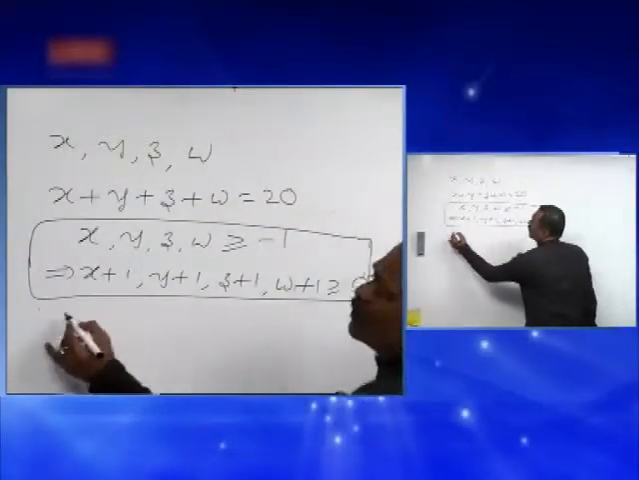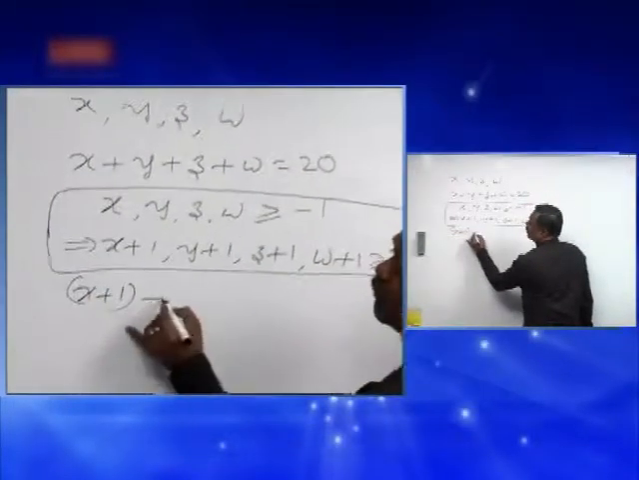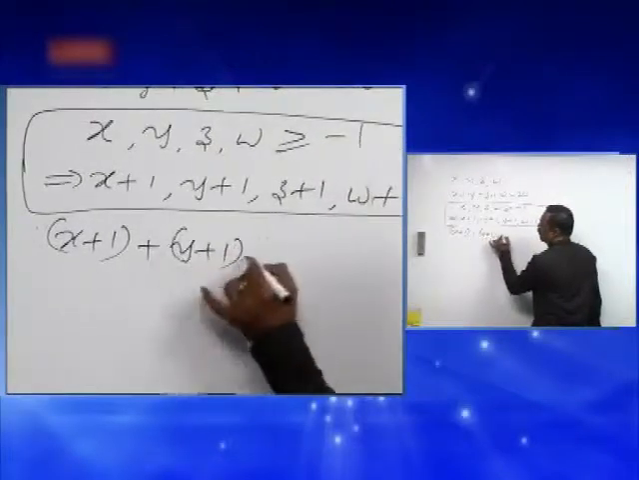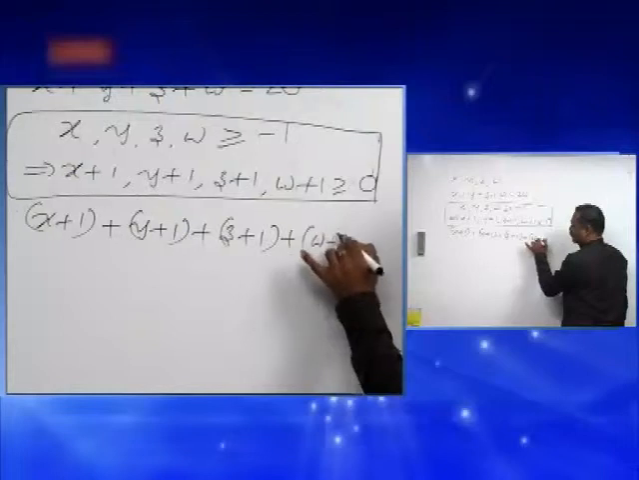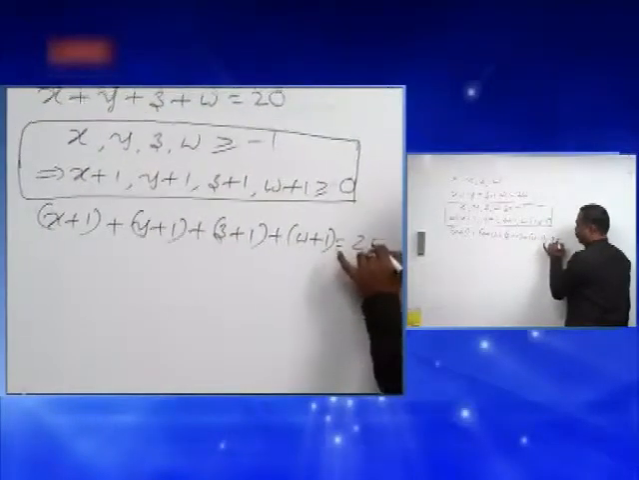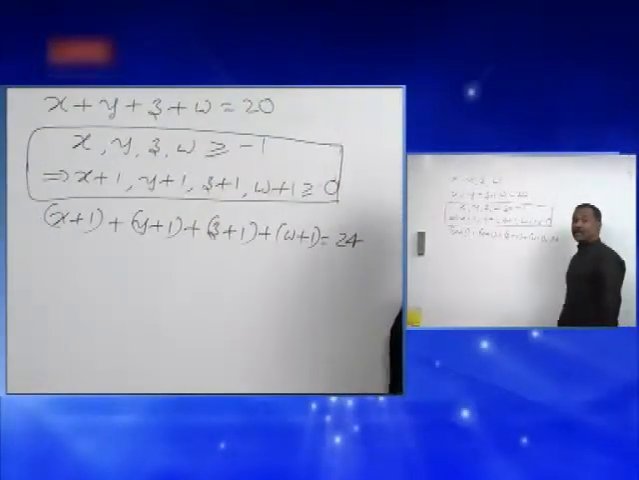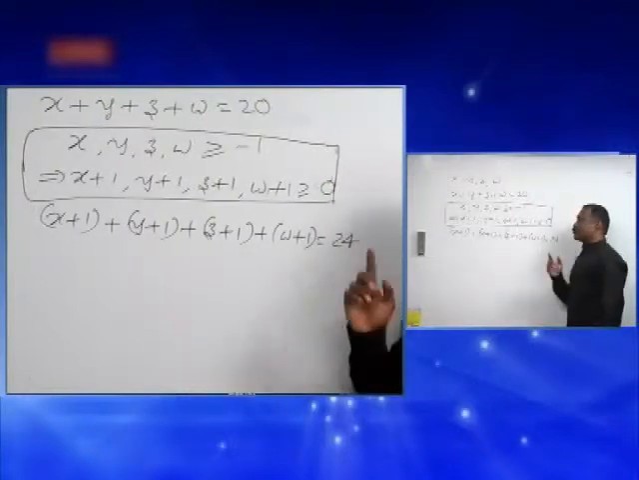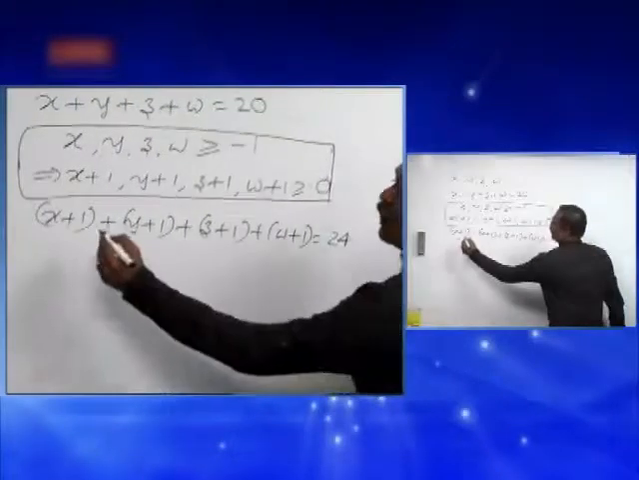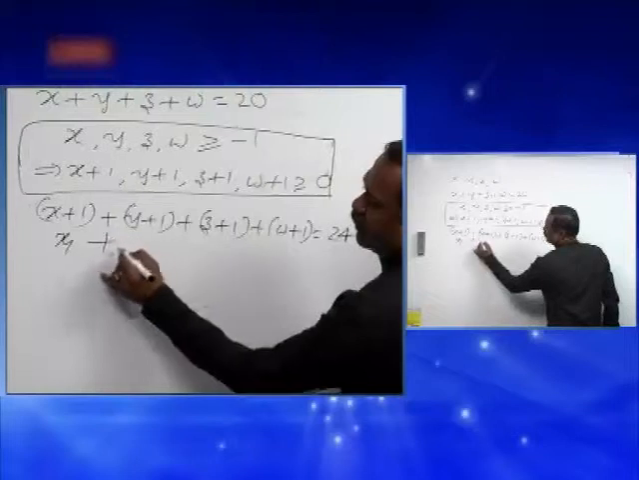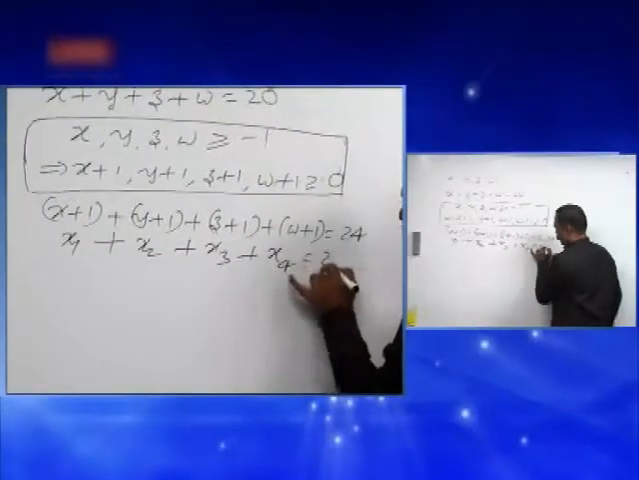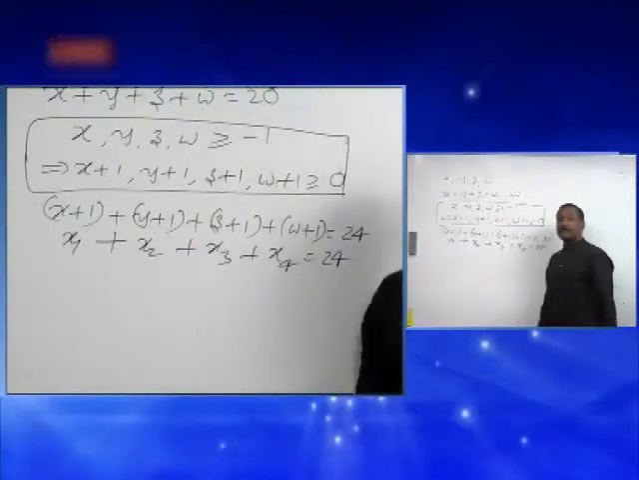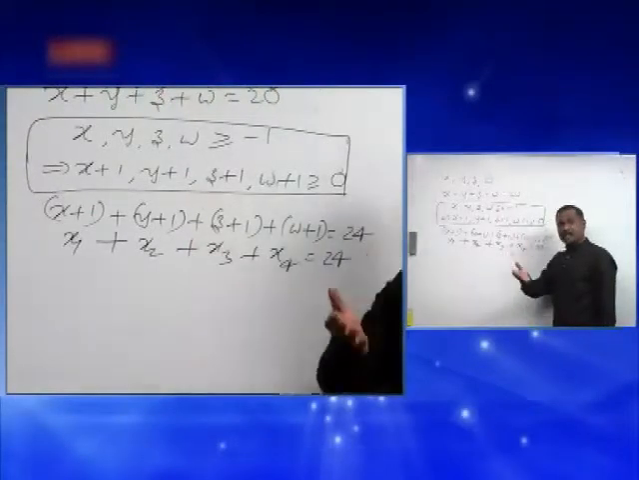Then what happens? That becomes x plus 1 plus y plus 1 plus z plus 1 plus w plus 1. 4 added on the left hand side, that is why on the right hand side also 4 is added. It is equal to 24. Now you can consider this as x1 plus x2 plus x3 plus x4 is equal to 24. Now your common sense works out here.